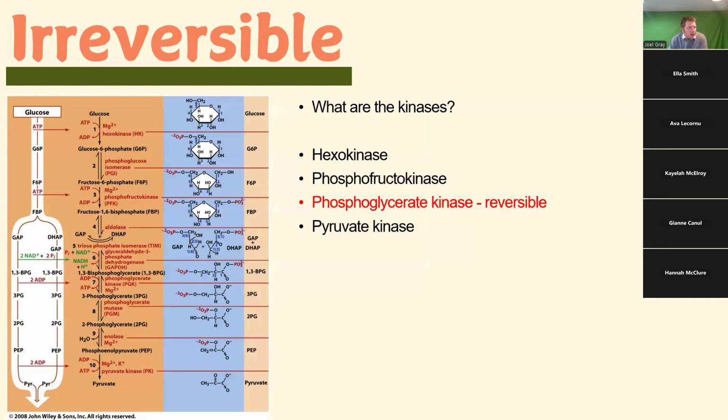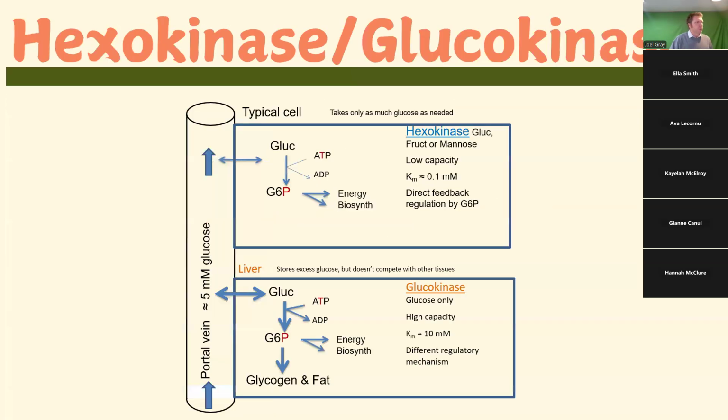There are several kinases: hexokinase, phosphofructokinase, and pyruvate kinase. 3 of these 4 are irreversible. Phosphoglycerate kinase is a reversible step. Now, let's take this information and process it a little bit more and maybe categorize it in a slightly different way. What I'd like to also bring up, I've got basically 3 more things that I want to bring up.